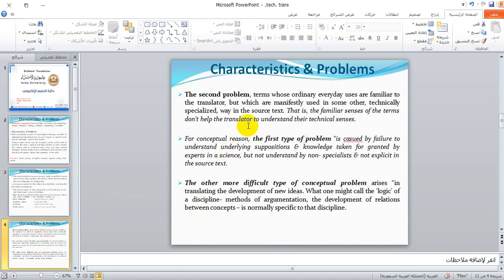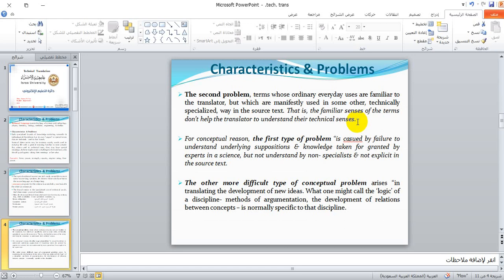The second problem is terms whose ordinary everyday uses are familiar to the translator, but which are manifestly used in some other technically specialized way in the source text. This means that a familiar sense of the terms doesn't help the translator to understand their technical senses.